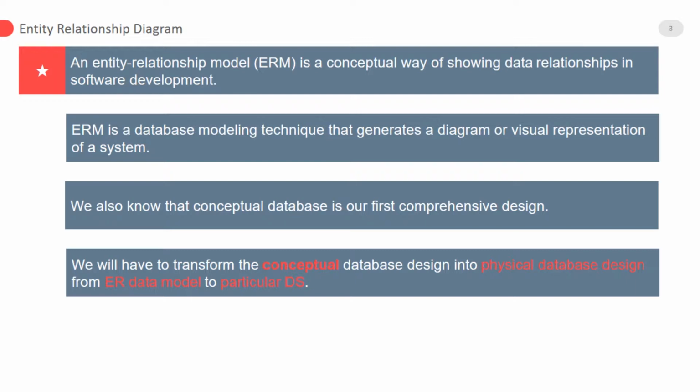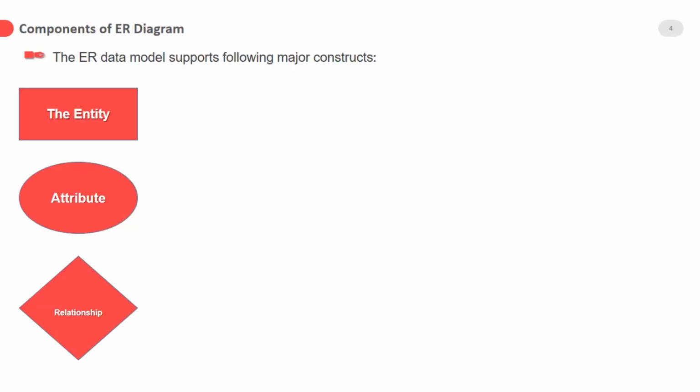An entity relationship model (ERM) is a conceptual way of showing data relationships in software development. ERM is a database modeling technique that generates a diagram or visual representation of a system. We also know that conceptual database design is our first comprehensive design. And a very important point is we will have to transform the conceptual database design into physical database design, from the ER data model to a particular database system.